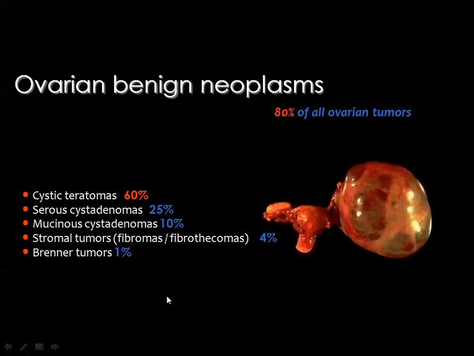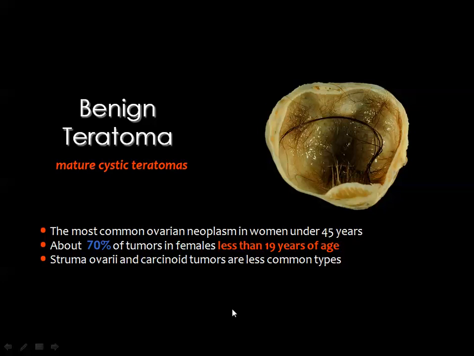Then we come to the benign ovarian neoplasms, and there are a lot of these lesions. We have the cystic teratoma, which represents a major part of these neoplasms, serous cystadenoma, mucinous cystadenoma, stromal tumors, and Brenner tumor. Starting first with the most common, which is the benign teratoma or mature cystic teratoma, and this is the most common ovarian neoplasm in patients under 45 years of age, and 70% of the tumors will be seen in the age below 19 years old.